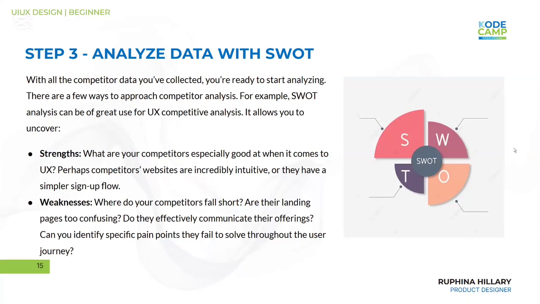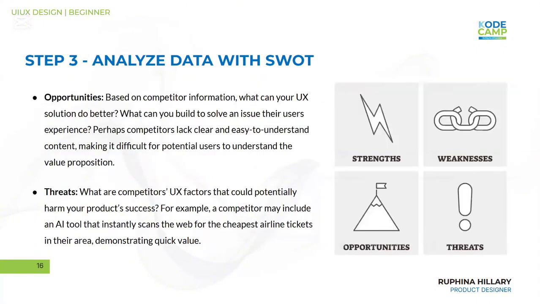So these are the weaknesses, and most of the times, weaknesses is where you find opportunities because if you're able to leverage on their weakness, you would find opportunities that you can use to make your applications better. So based on competitor information, what can your UX solution do? What can you do to solve an issue that their users are experiencing? Perhaps they lack clear and easy to understand content, making it difficult for potential users to understand the value proposition.